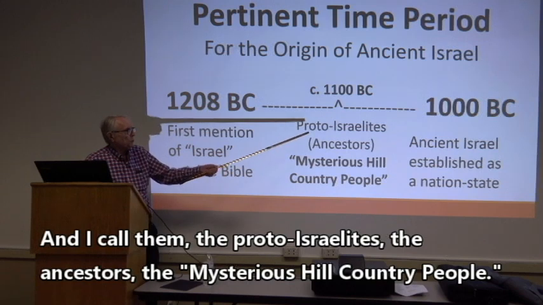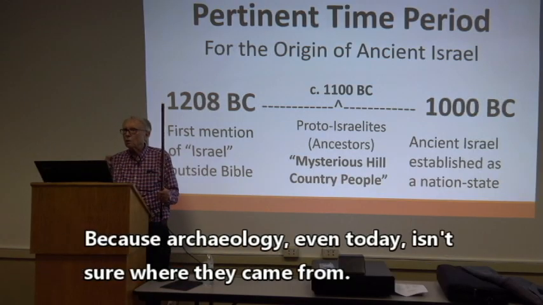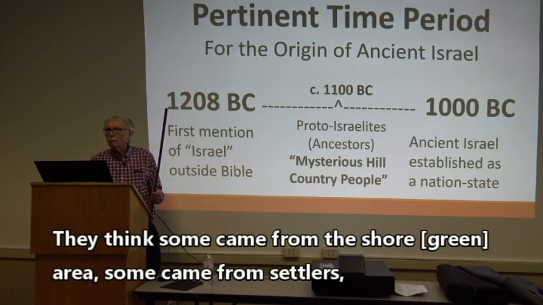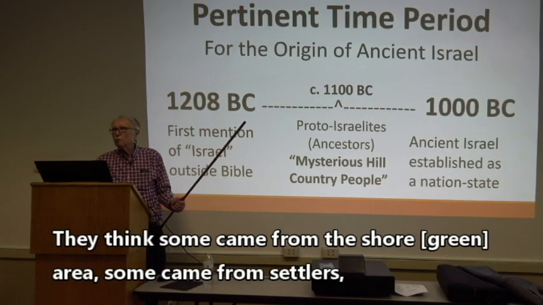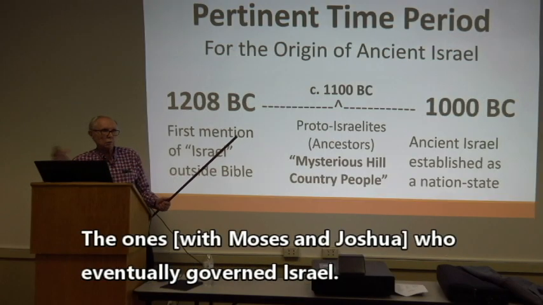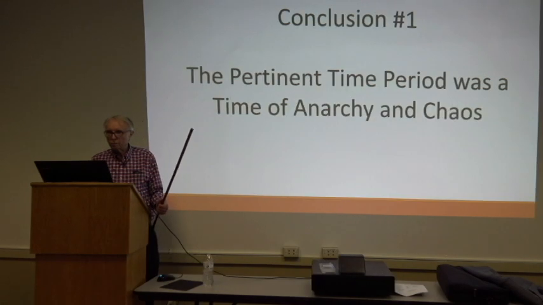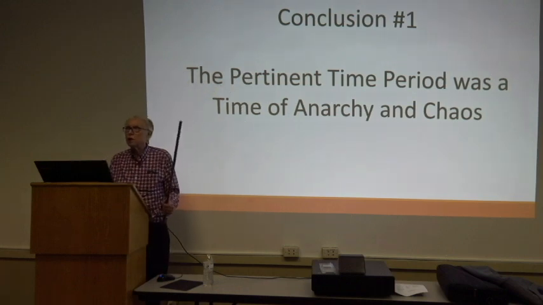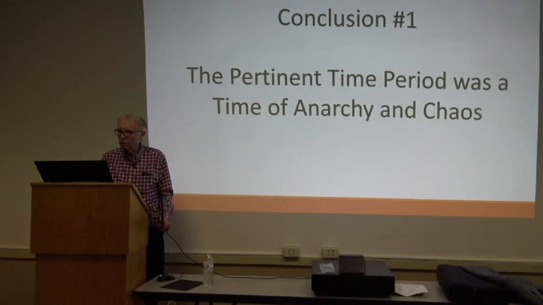And I call them the proto-Israelites, the ancestors. I call them the mysterious hill country people, because archaeology, even today, isn't sure where they came from. They think some came from the shore area, some came from settlers like nomads, and some came out of Egypt, the ones who eventually governed Israel. But this time period of 1208 was a time of anarchy and chaos, which is what allowed the Israelites to eventually conquer Israel.